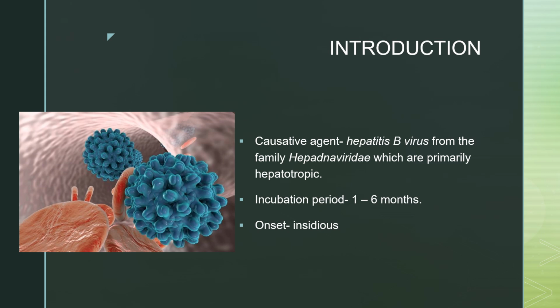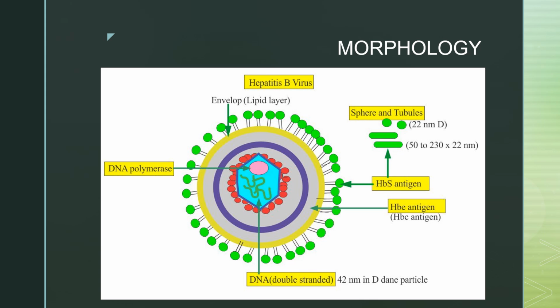The causative agent of hepatitis B is the hepatitis B virus itself, and this virus belongs to the family Hepadnaviridae, which are primarily hepatotropic. The incubation period is 1 to 6 months, and the onset is always insidious. When we go to the morphology, we see that this is a DNA virus, and it has an outer and inner core, and completely this whole is 42 nanometer.